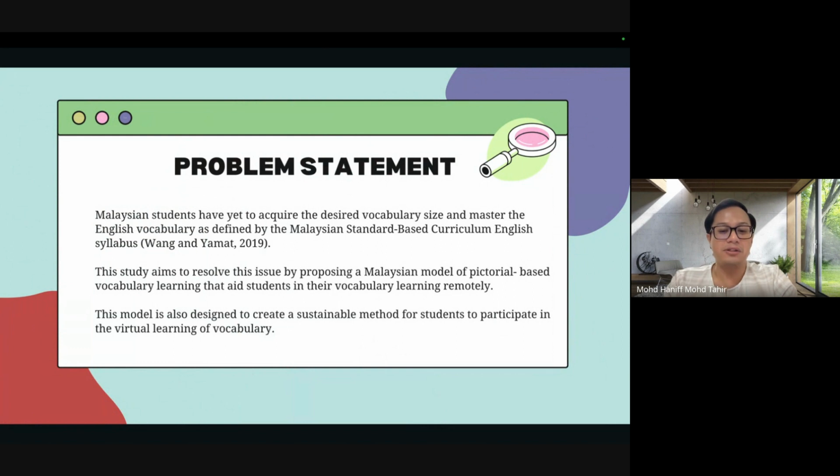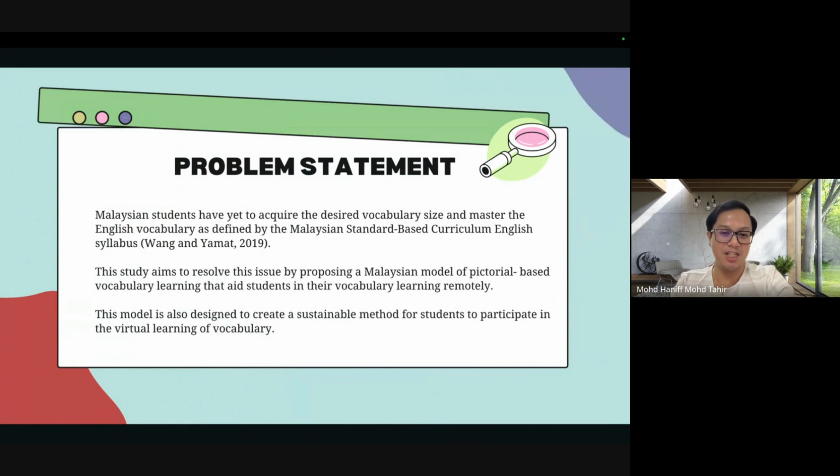This is because virtual learning is currently very popular among students after COVID-19. This model is also designed to create a sustainable method for students to participate in the virtual learning of vocabulary, as nowadays the integration of technology in education is vastly implemented nationwide, especially in Malaysia.